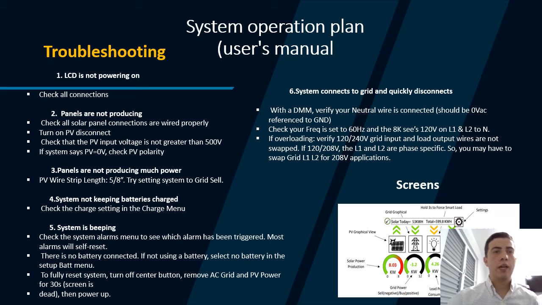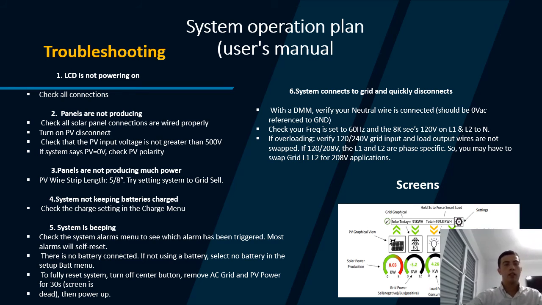In this part, we have the troubleshooting. We have the LCD is not powering on: check all connections. Panels are not producing: check also the solar panels connection, turn on the PV disconnect, and check that the PV input voltage is not greater than 500 volts.